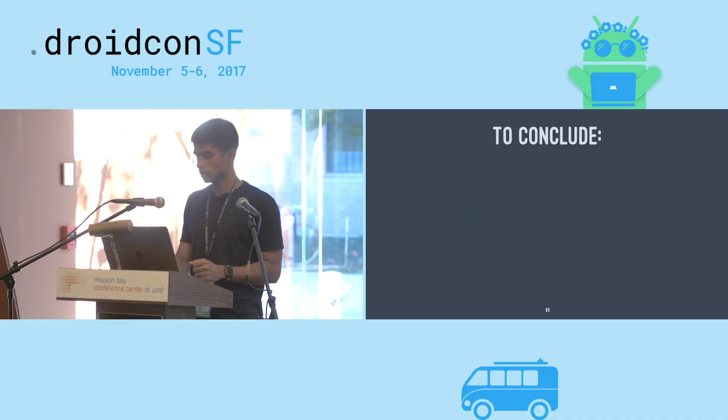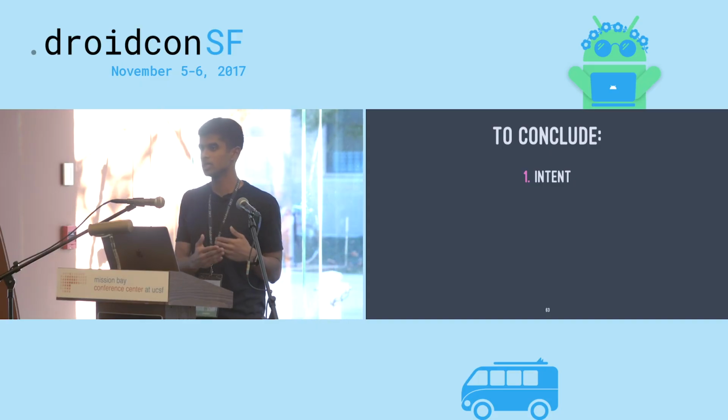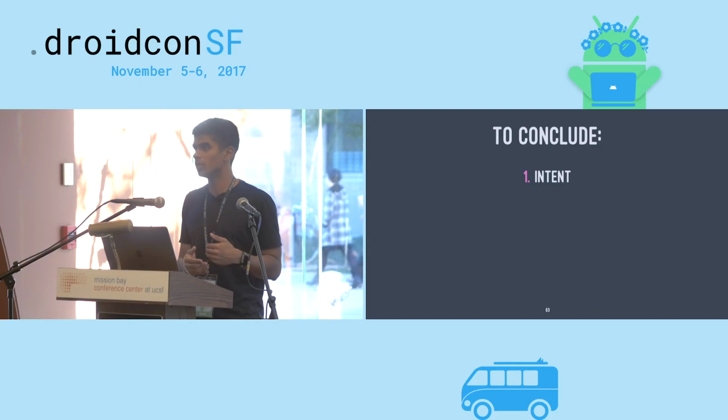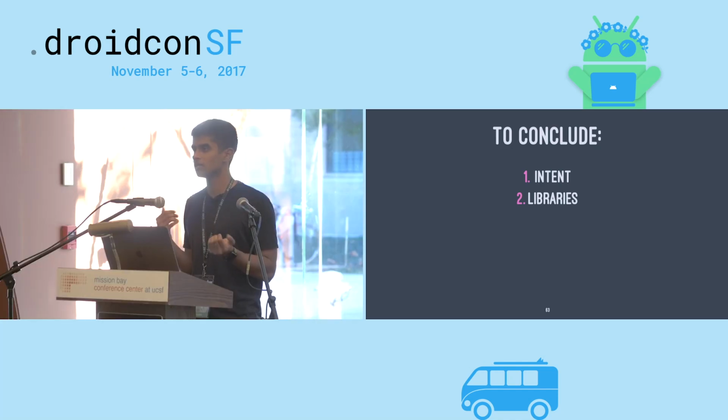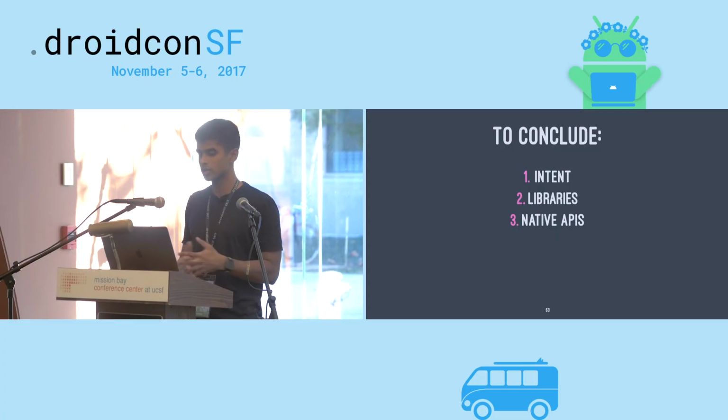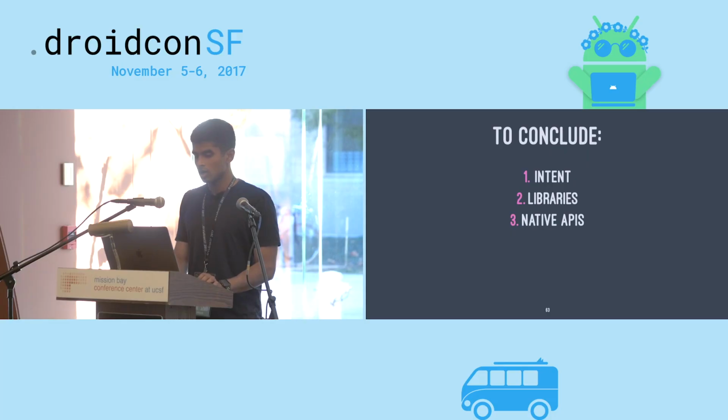So to conclude, we talked about the intent, which is really easy to implement, but pretty hard to configure and customize. Then we talked about libraries, which are medium, like it's still easy to implement for a custom experience. And finally, native APIs, which take a lot of dev resources, but you can customize the best here.